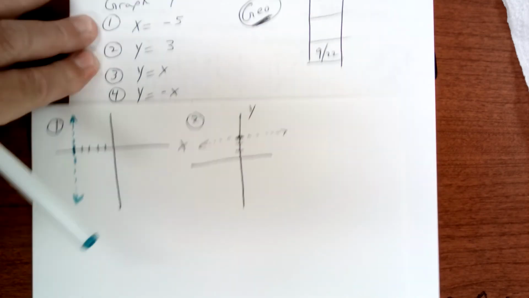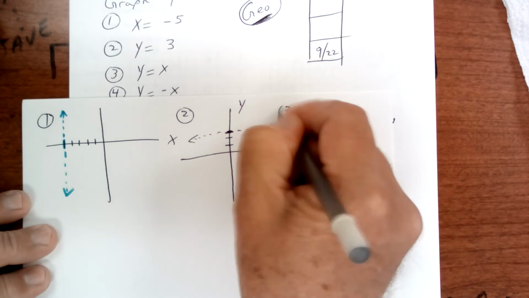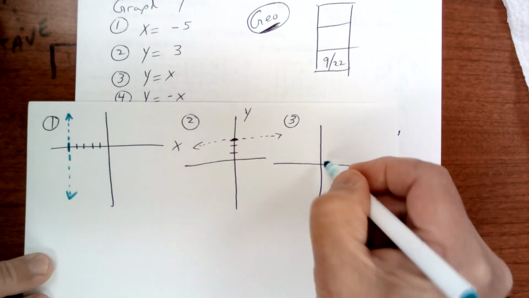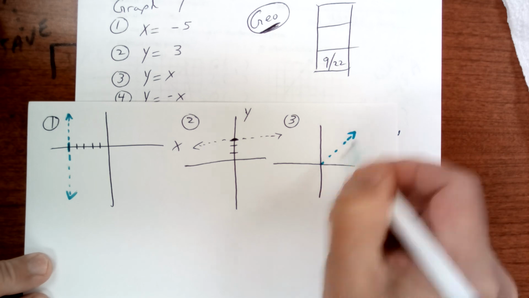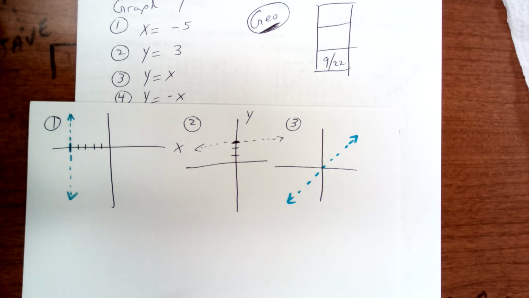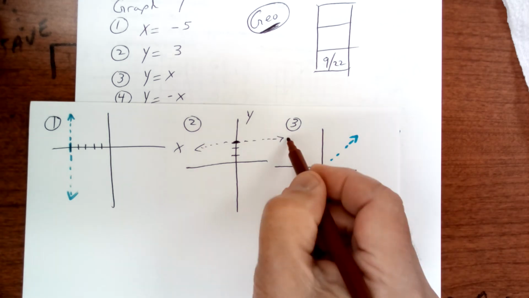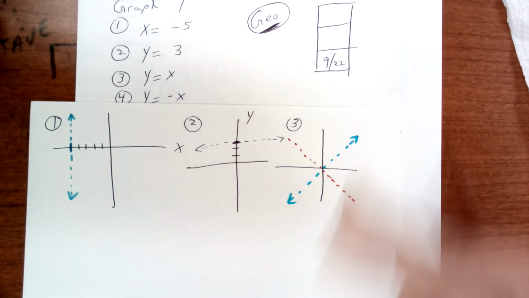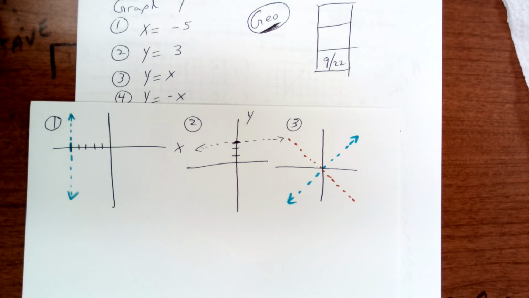Number 3 is a special case, and that's a 45, which looks like this. And then finally, the last one is an inversion of this, which is this brown one. So you just reflect it over the y-axis. There it is. Those are the 4 that you have to have memorized.